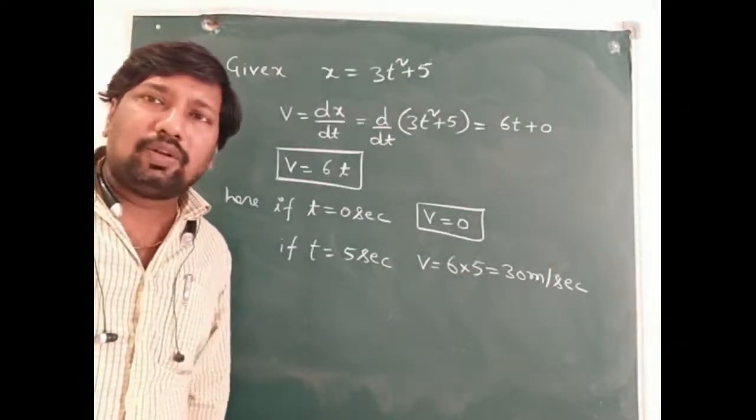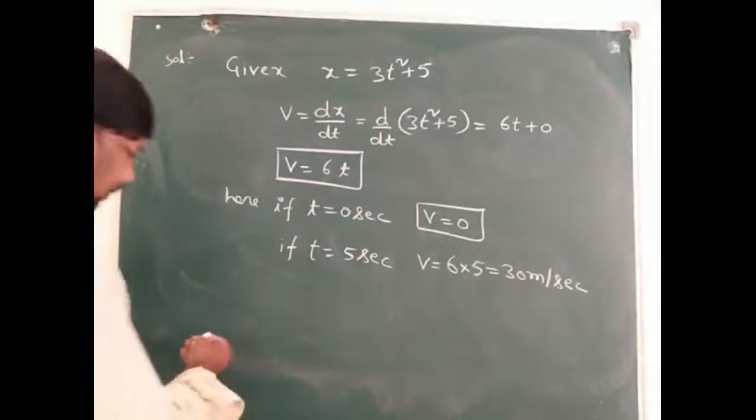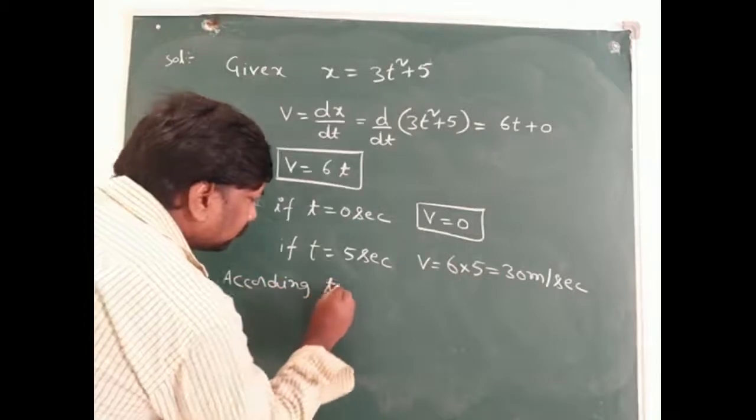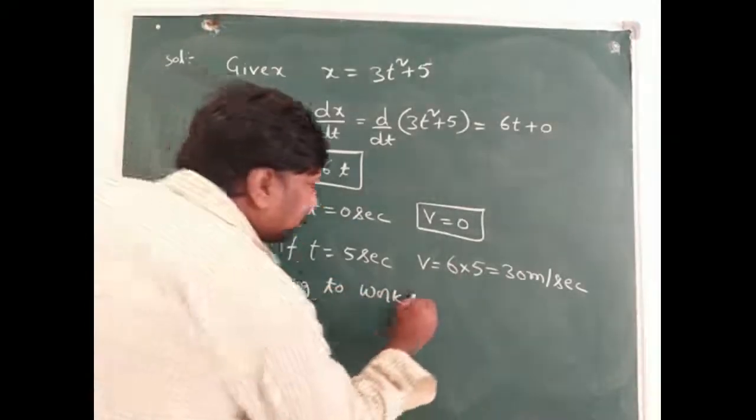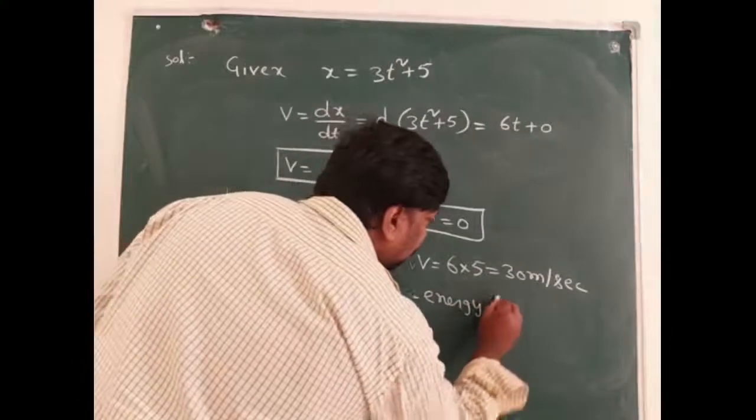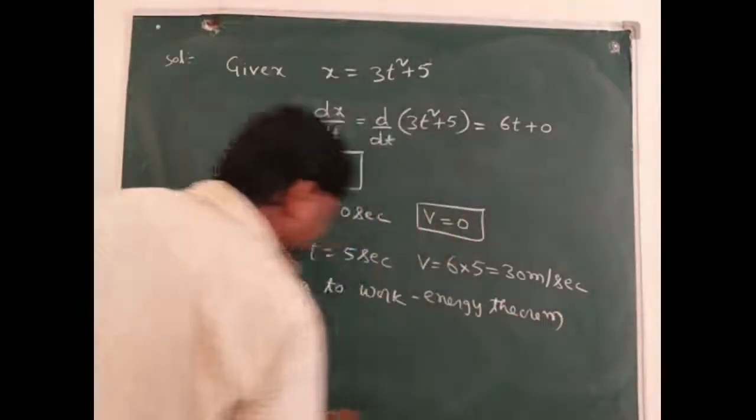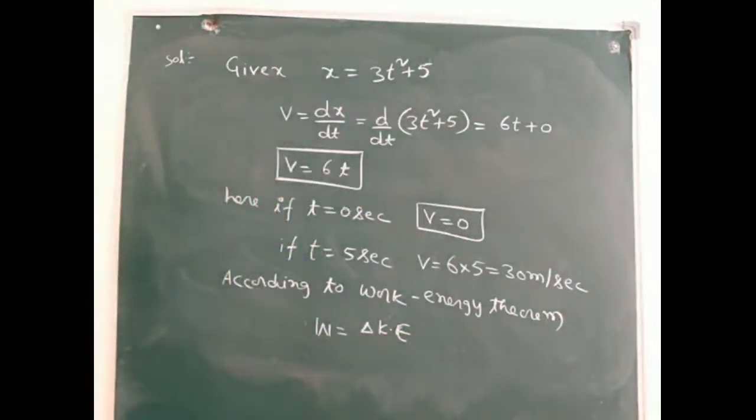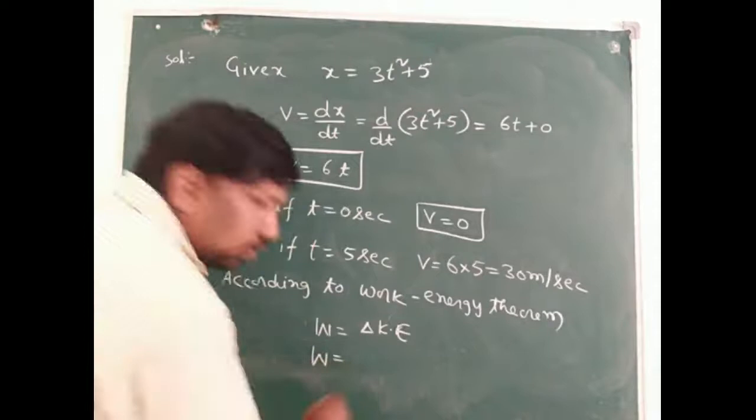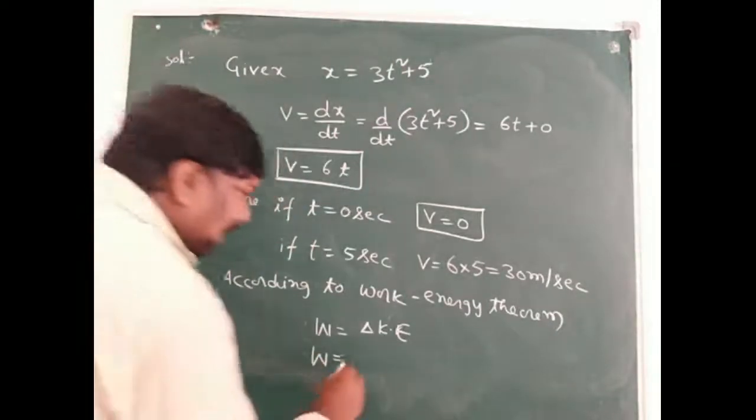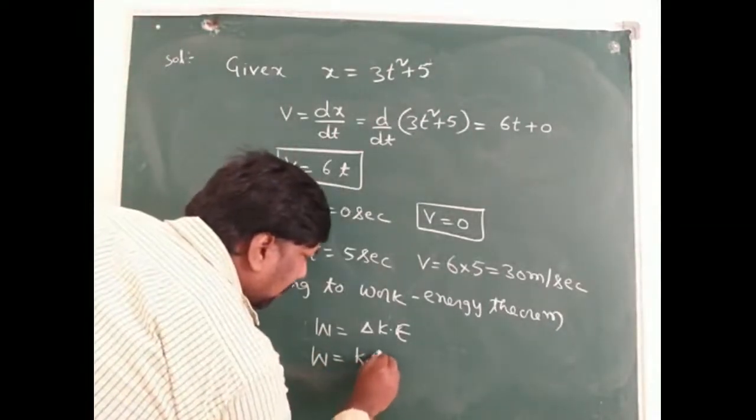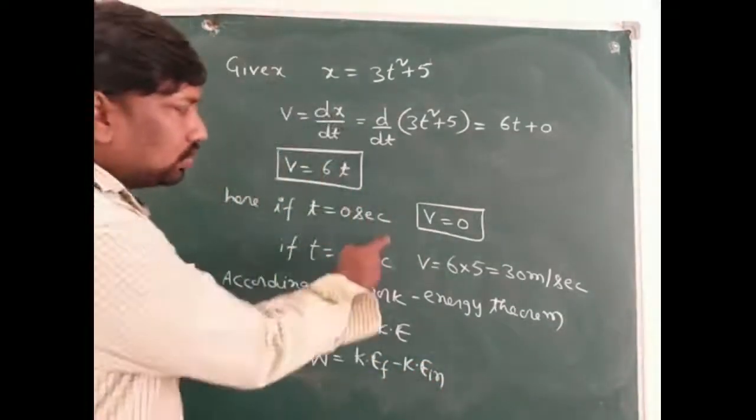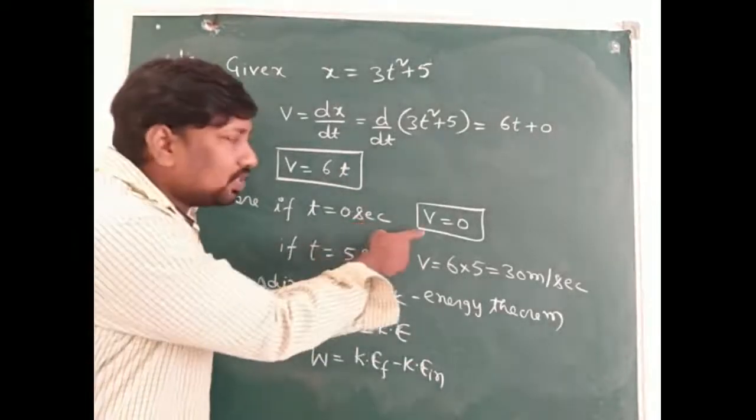Now according to the work energy theorem, W equal to change in kinetic energy. So W equal to the change in kinetic energy, which means final kinetic energy minus initial kinetic energy. In this situation, at the initial time its velocity is 0.